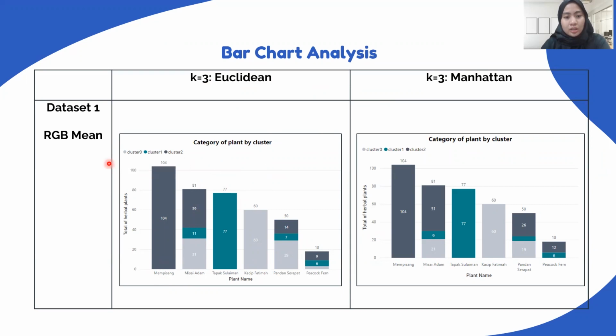So overall, for all datasets, the most consistent samples grouped in the same group are Mempisah, Tapak Sulaiman, Kak Fatimah, and also Miss Adam. Miss Adam is only for RGB mean; it cannot be identified in the same group.